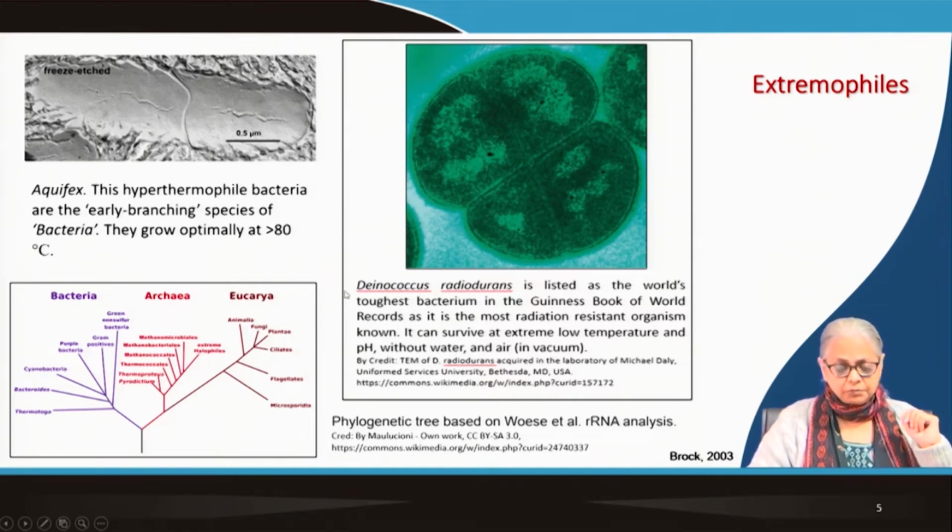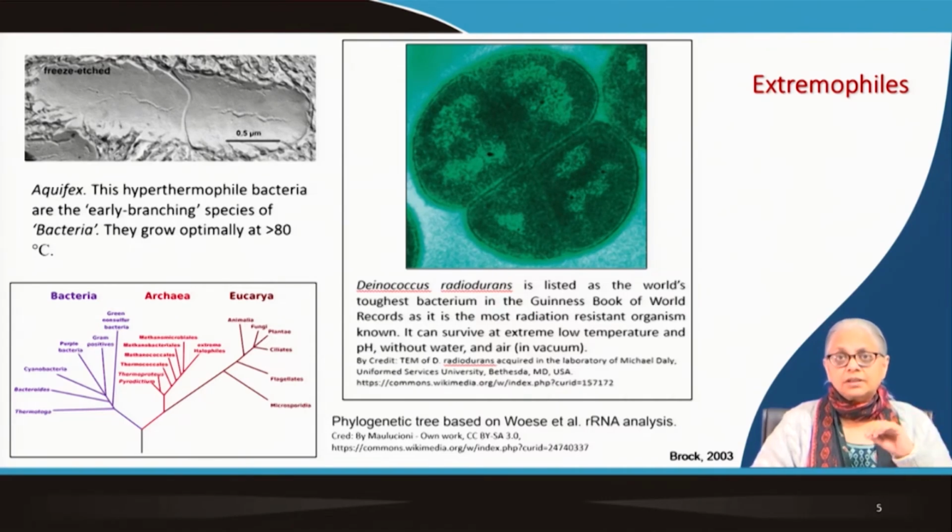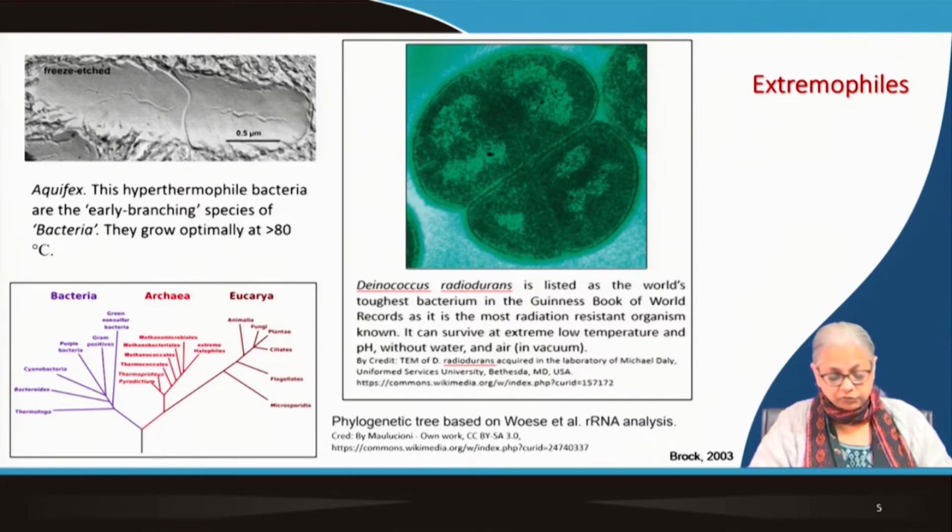Then we have another extremophile called Deinococcus radiodurans, and this is considered the world's toughest bacterium according to the Guinness Book of World Records. This bacterium has the ability to withstand radiation that no human being or any other organism is capable of withstanding. It can survive under extremely low temperature conditions and pH. It can live without water, without air, and so on. So these are examples of extreme thermophiles or extremophiles.